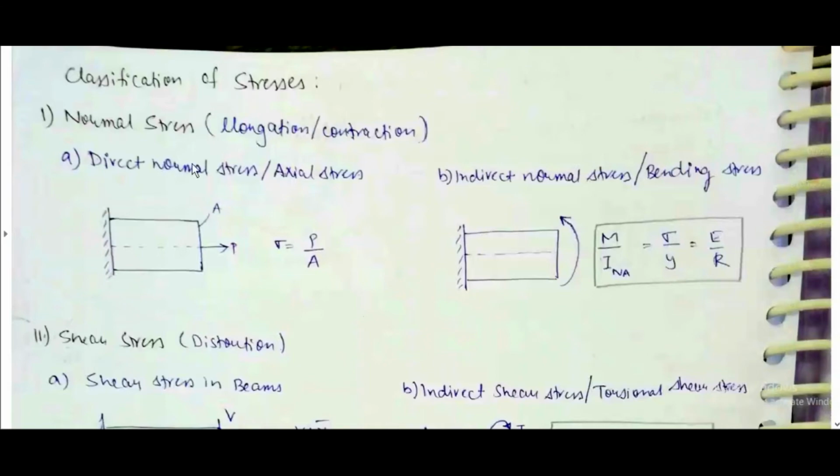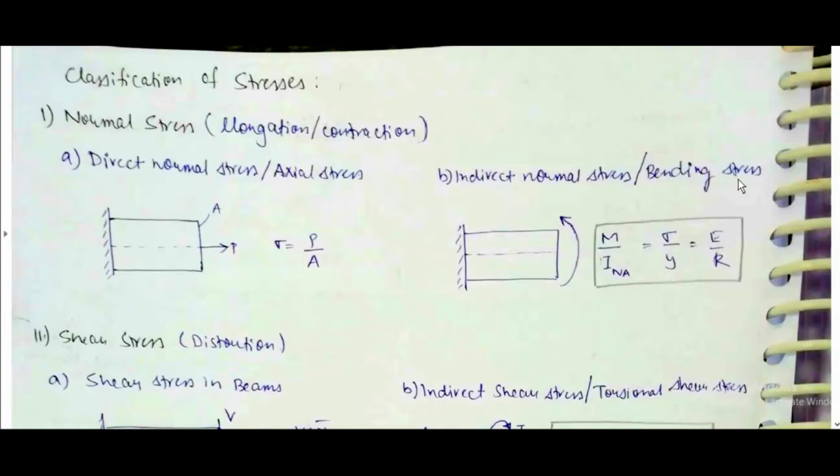Classification of stresses. Normal stress, elongation or contraction. Direct normal stress or axial stress. If a beam is fixed like this and a force P is applied on a cross-sectional area A, then stress sigma is equal to P by A.